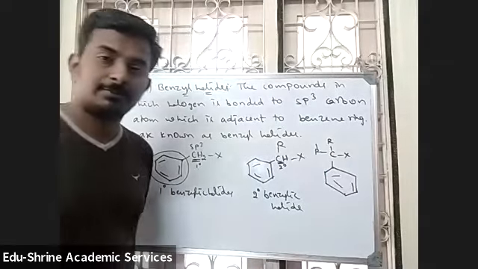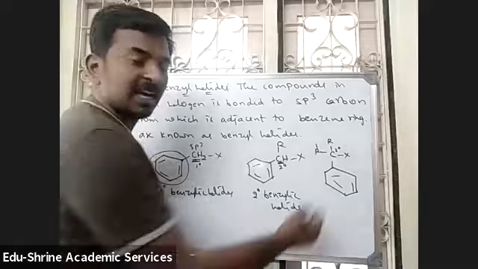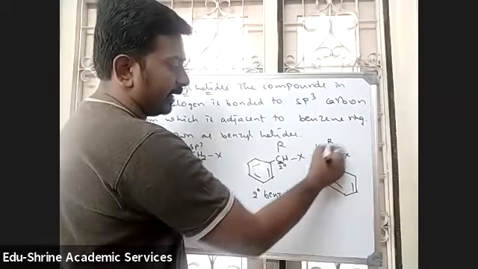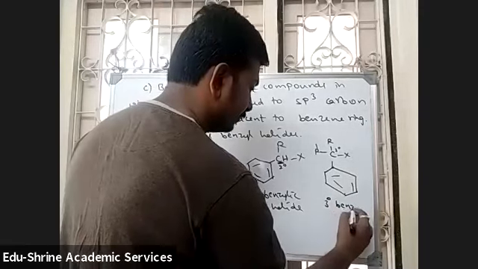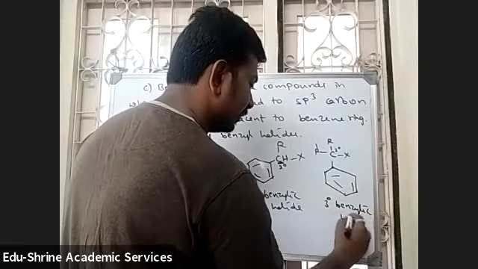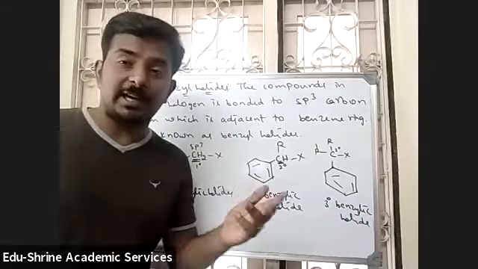What about this one? This is a tertiary carbon atom because the carbon is bonded to three other carbon atoms. So that's why it is a tertiary benzylic halide. For allyl halides also, we can write in the same way.